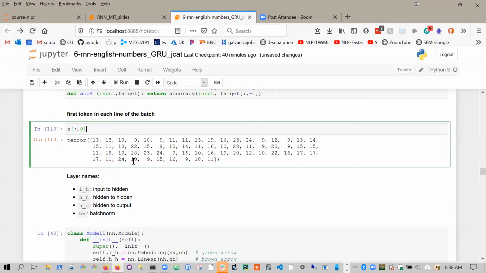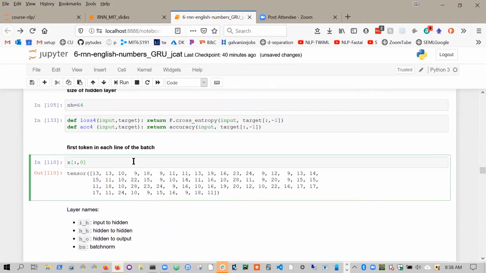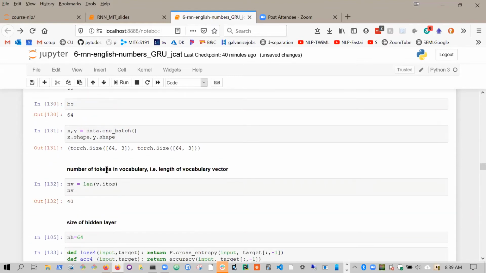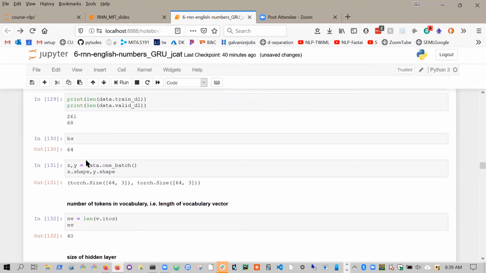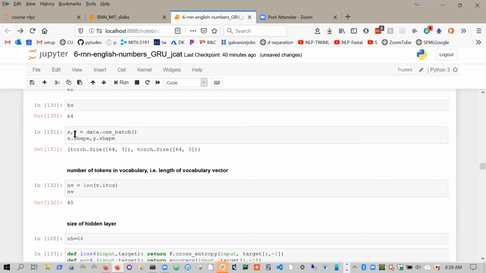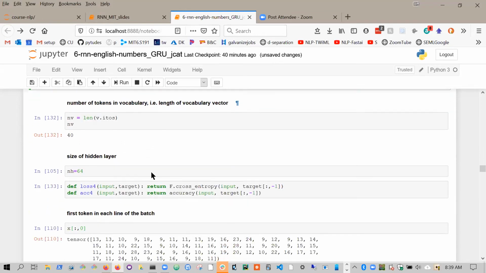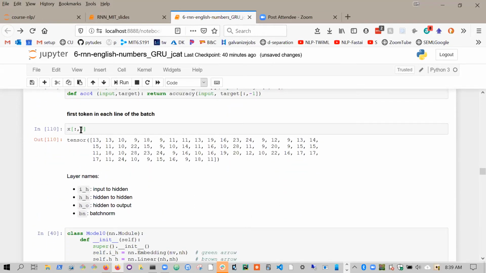And then this one tells us X is a batch. Let's just make sure X dot Y equals, yeah. So X is one, so you pull out a batch here. And what does this give you? This gives you the first token in each line of the batch. Because remember, the batch is going to be 64 by 3, right? So it gives me the first token in each line of the batch.